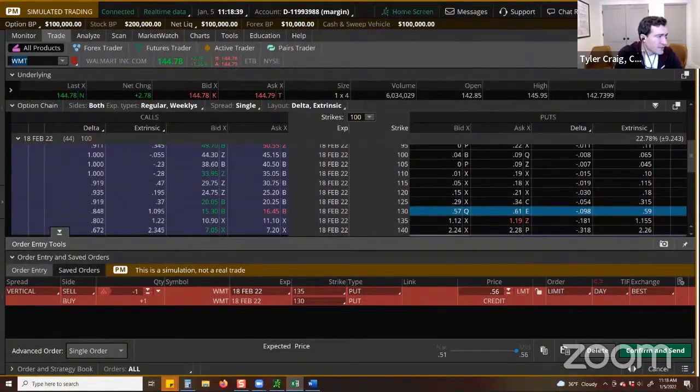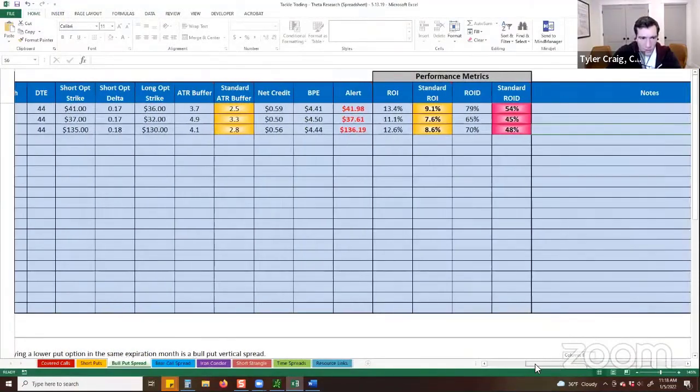135, it's an 18 delta, bought the 130, and I'm getting 56 cents. So my cost is 444. Okay, take a look at Walmart.